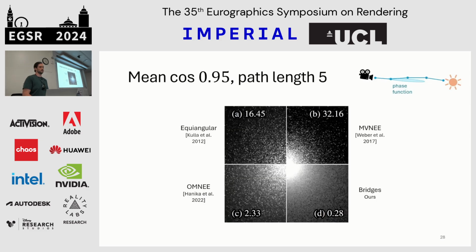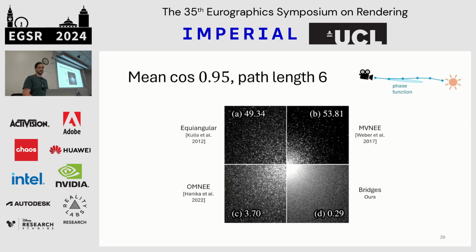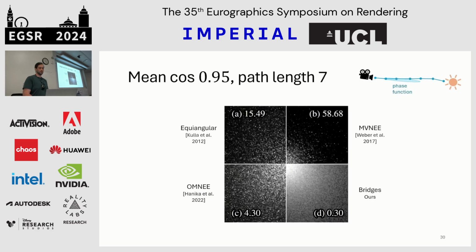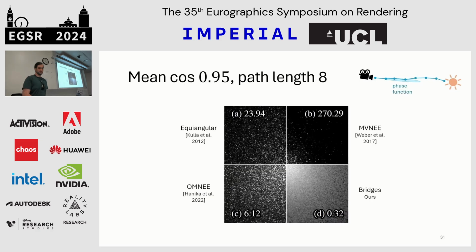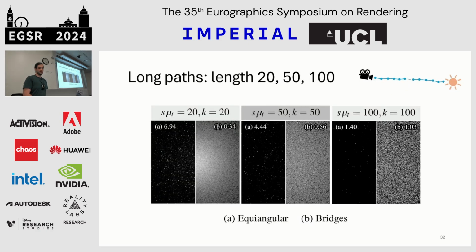And this gets only worse if we look at even more bounces, while ours can roughly maintain its sampling quality throughout all the different path lengths. We also tried this for very long paths, like shown here, from 20 up to 100 vertices. As you can see, eventually it gets worse with more vertices, but it's still much better than path tracing, which basically is not able to render this at all here.